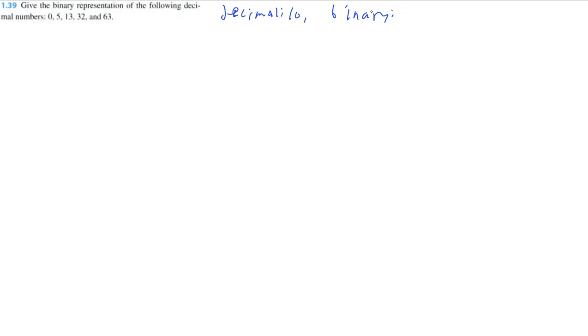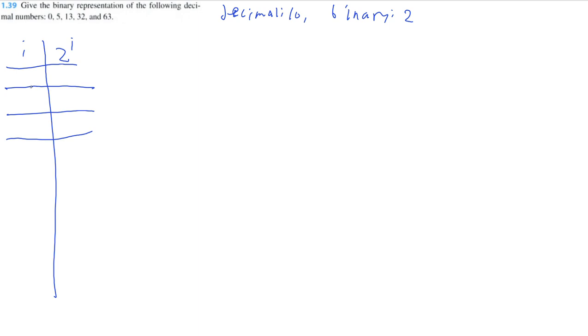Now, whenever I convert from decimal to binary, I always start by making a table where the left column is I and the right column is 2 to the power of I. What we're going to start doing is incrementing I, starting from 0, and then just incrementing by 1. And then we'll write the corresponding value to the right. So if I is 0, 2 to the power of 0 is 1. If I is 1, 2 to the power of 1 is 2. If I is 2, 2 to the power of 2 is 4.